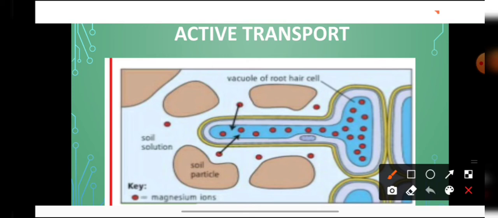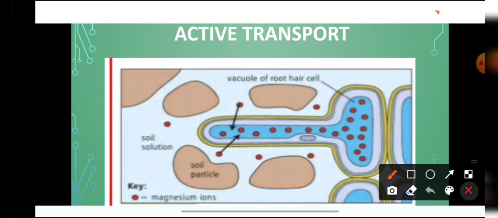Will these mineral ions start going back into the soil? No. Now the plant will use energy in the form of ATP to absorb the rest of the mineral ions which are present in the soil. So in this way, active transport of mineral ions will take place, and it will involve the participation of ATP, and all the mineral ions which are present in the soil will be absorbed by the roots. Now students, a very interesting example of this is seen in magnesium ion absorption.